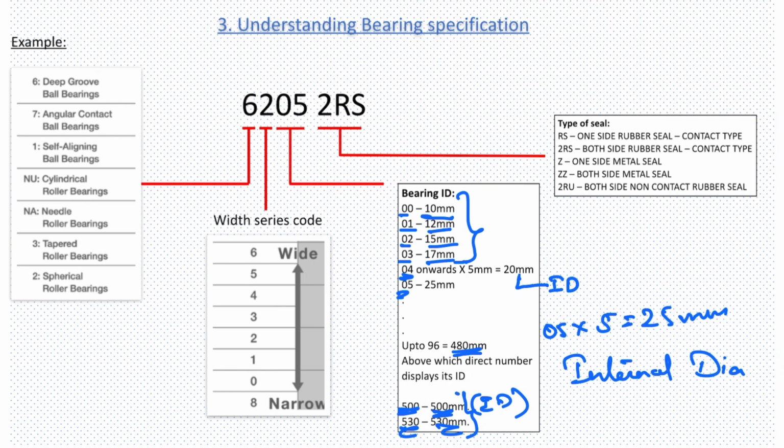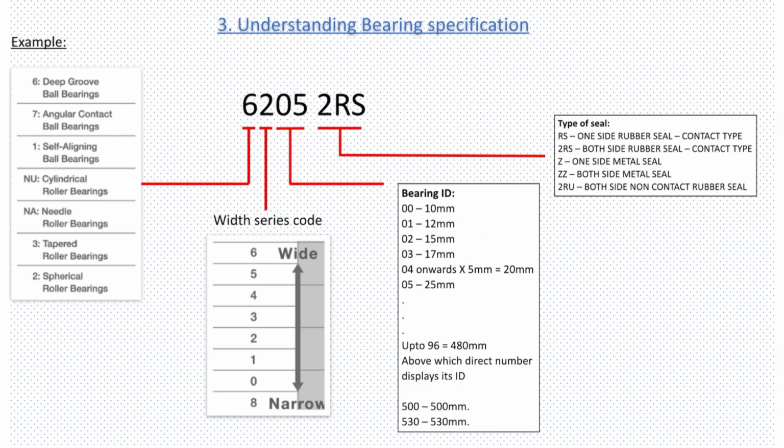But normally in machine tools, we use bearings less than 500 mm diameter. But yes, of course, there are very big machines and special applications where the bigger size bearings come into the picture.